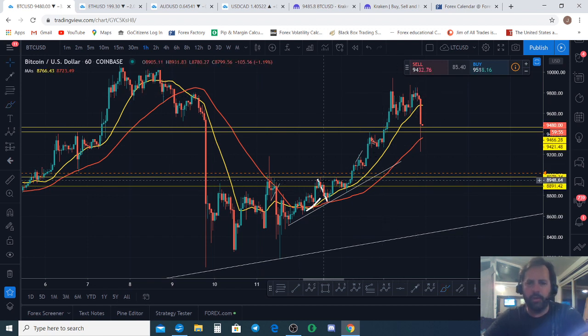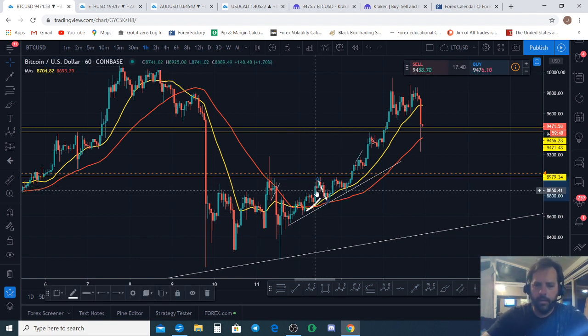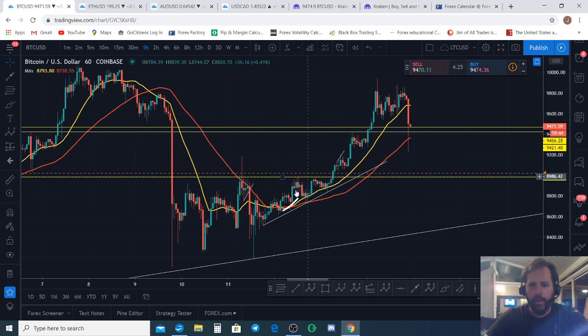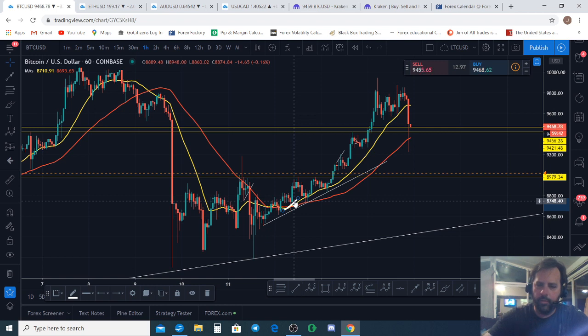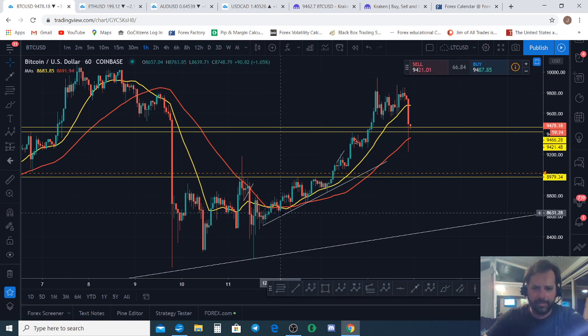Now, if you want to be more aggressive, again, this is the hourly chart with the 20 and the 50. Instead of using the 20 crossing the 50, you're going to use the price, pretending price is one of the moving average lines. When price crosses the 20, and then retests it, it crosses and retests it.